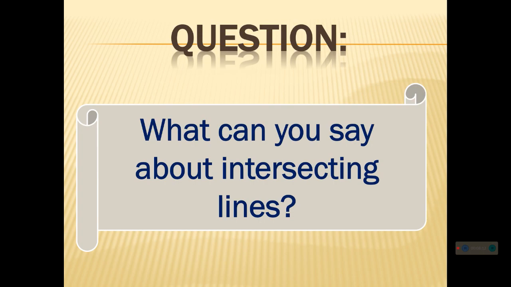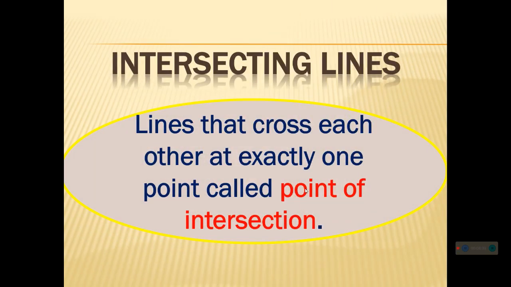What can you say about intersecting lines? Okay, so as you have noticed, we have different terms here because this is the part 2 of the defined terms in geometry. We have many defined terms in geometry. So again, what can you say about intersecting lines? Do you have any idea? Okay, so that's right. Intersecting lines are lines that cross each other at exactly one point. And the point of intersection is the point where the two lines meet.